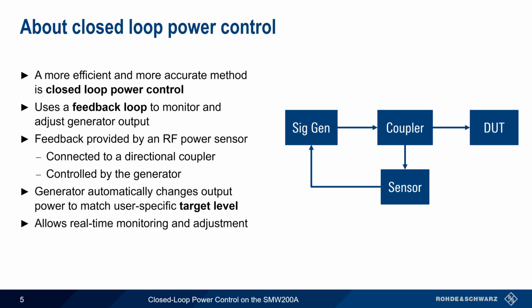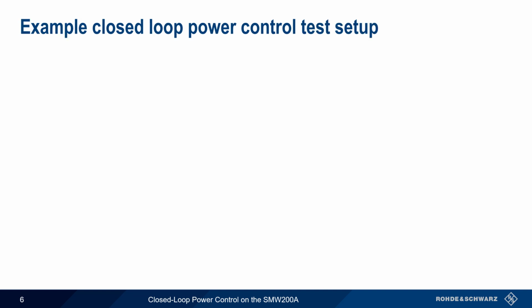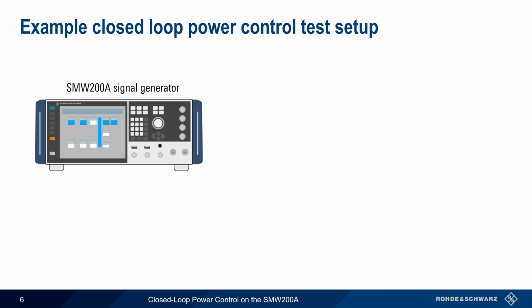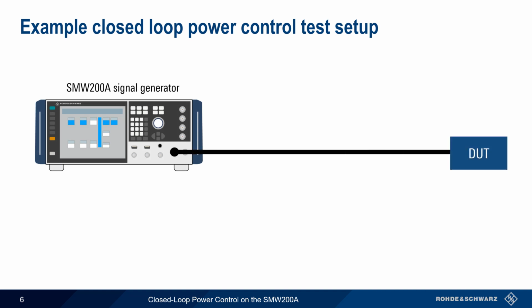Closed-loop power control allows real-time monitoring and adjustment and does not require any special hardware, software, or license on the signal generator. Let's go through this step by step. Here we're using an SMW200A vector signal generator to provide power to a device under test. Our desired signal level, or target level at the DUT, is 0 dBm.